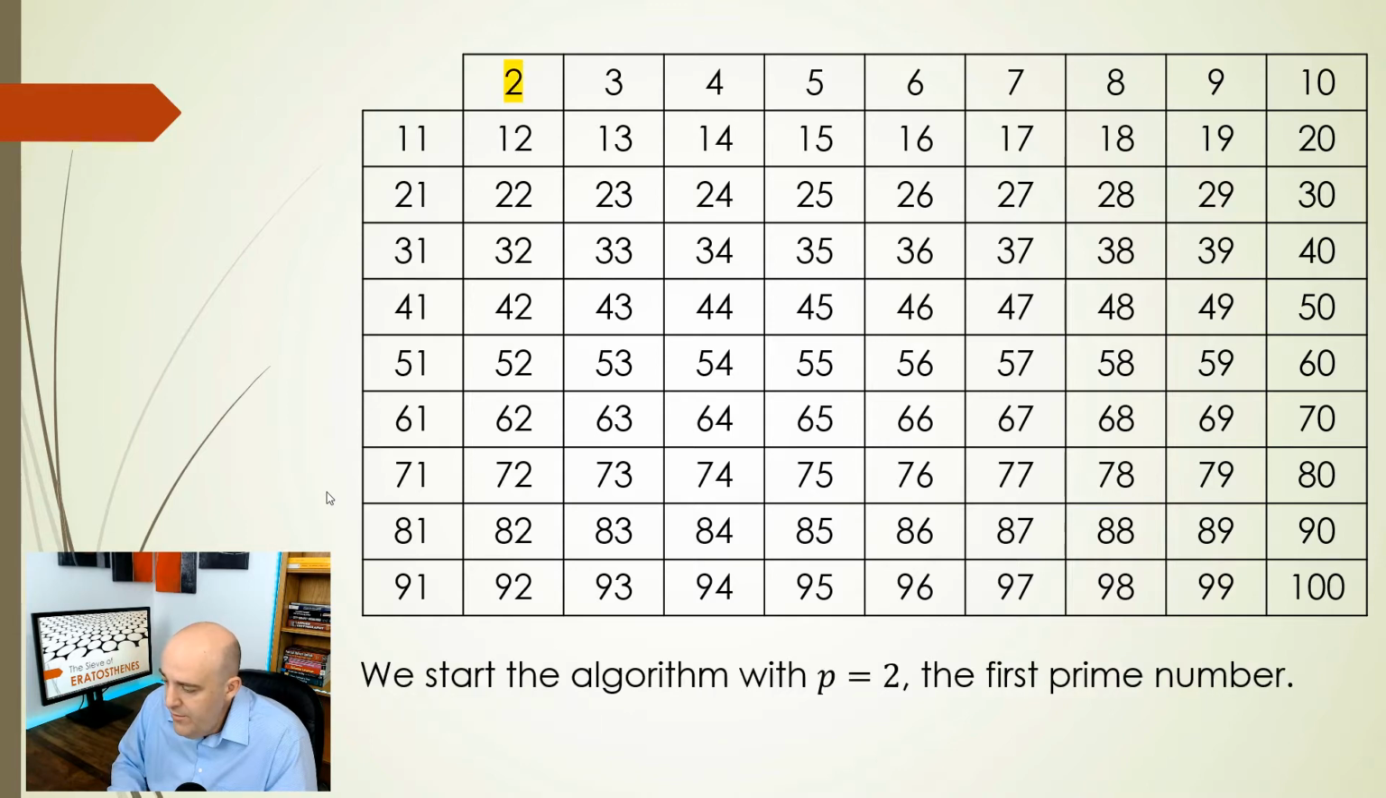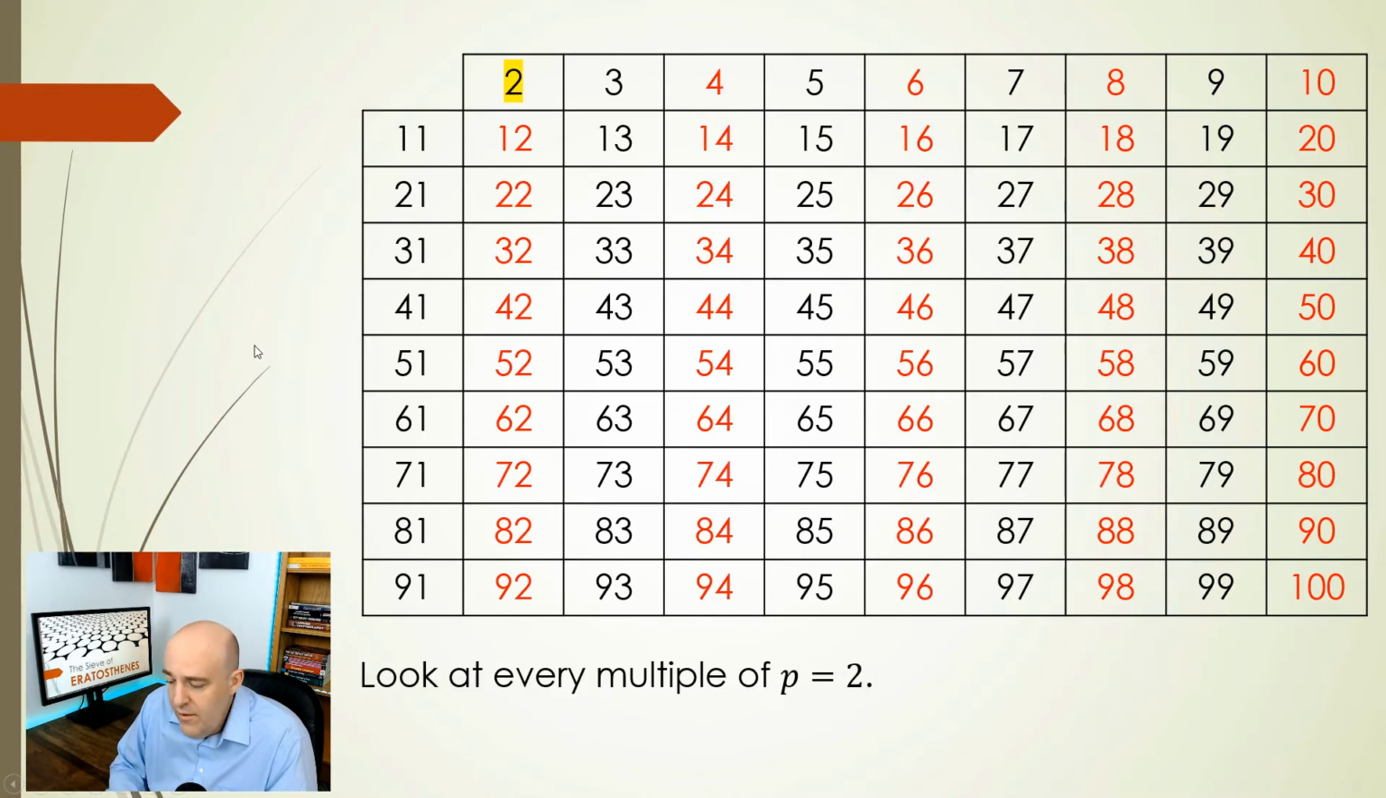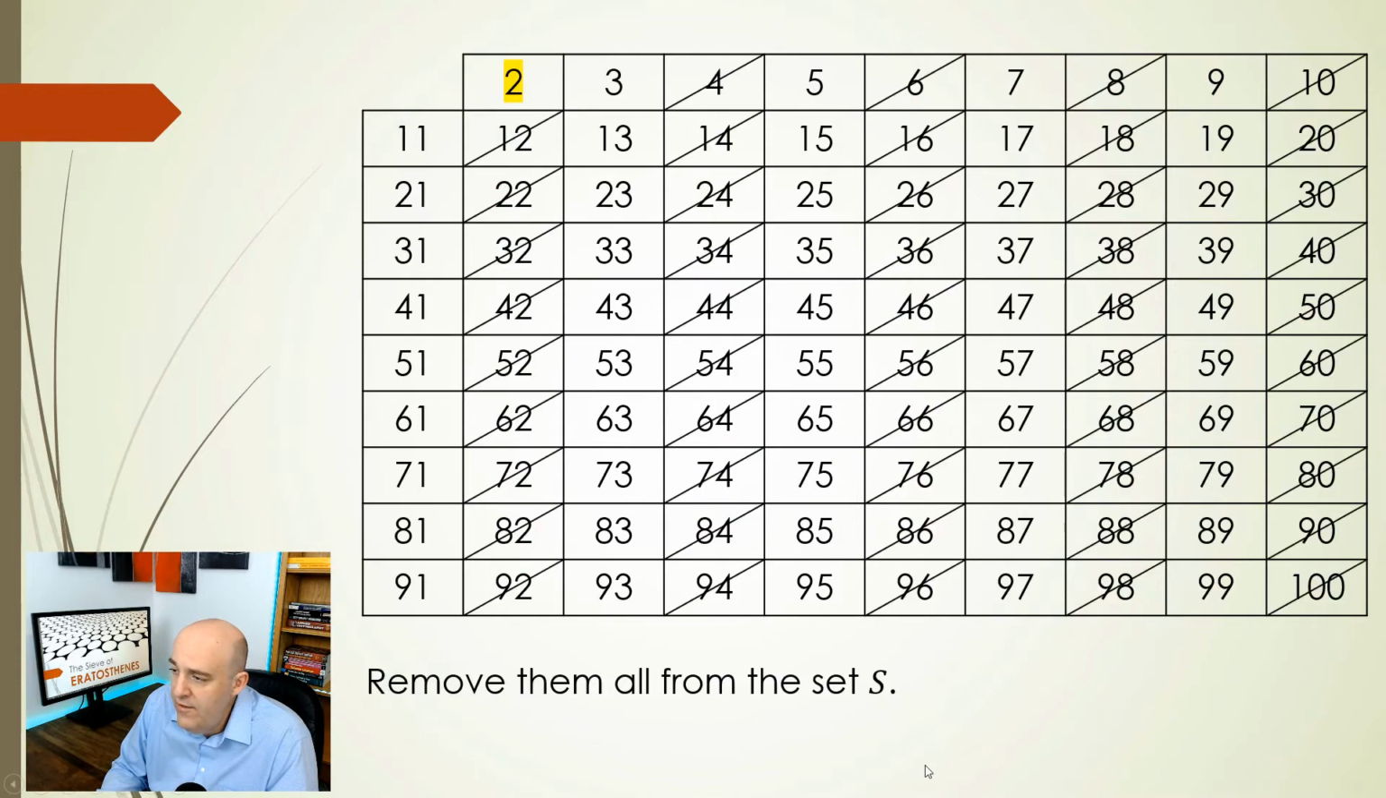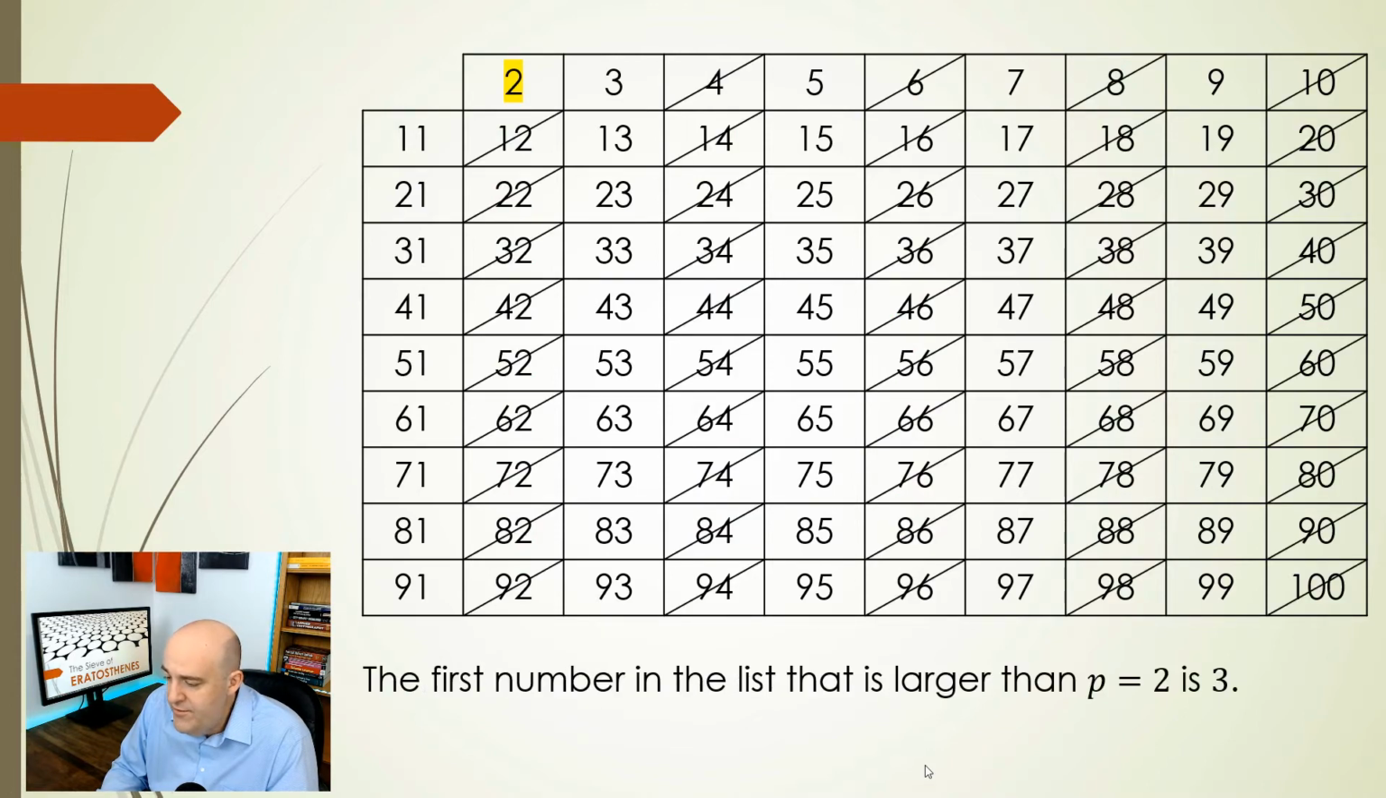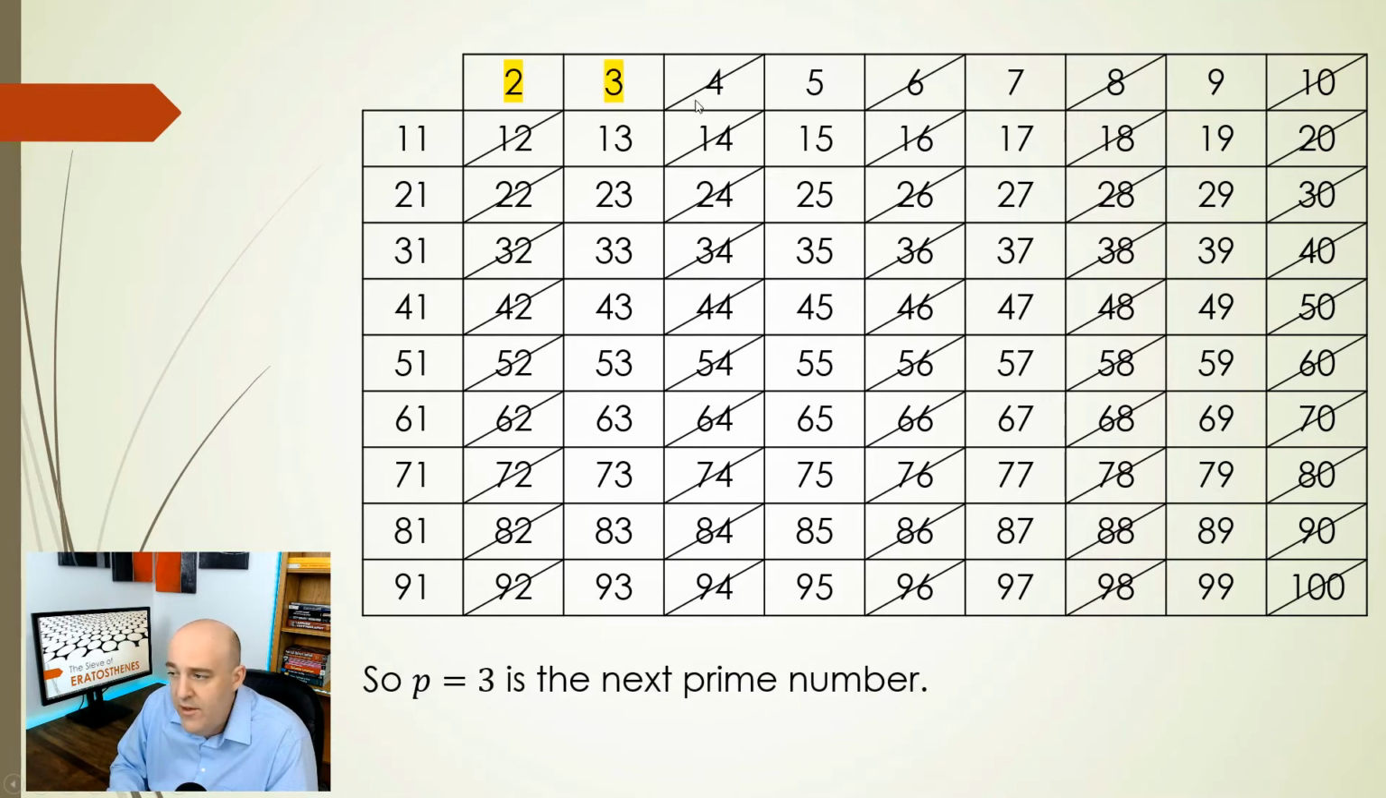We start the algorithm by letting p be equal to 2, the first prime number. Then we look at every multiple of p, but not p itself. They're all listed in red here. And we remove every one of those elements from the set S. So now we look at the set S and ask what's the next number in here which hasn't been removed. The next number is 3, which is larger than the current value of p. So that means our new value of p is 3.